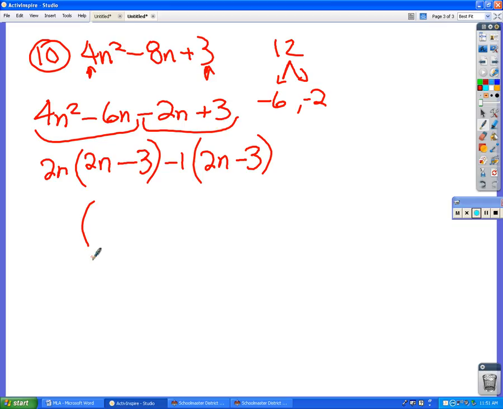So, final answer? 2n minus 1... Here's the 2n, and here's the minus 3. 2n minus 3, 2n minus 3. So I'm using them both.